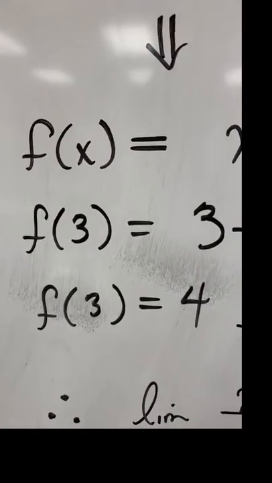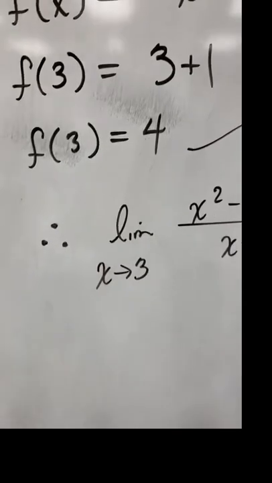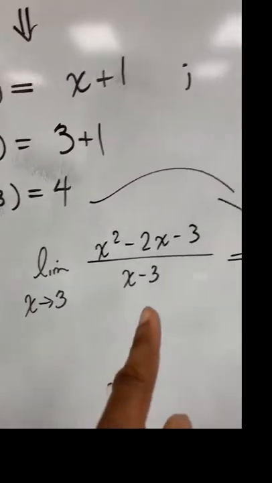I still want to plug in a 3. My answer becomes a 4. My limit as x approaches 3 of this function is 4. So I plugged in a 3 and got an indeterminate form. That means no matter what I do, if I plug it into a calculator, a computer, whatever the case may be, anytime I try to plug in a 3, it's never going to give me an answer. But that doesn't mean we can't find a limit.